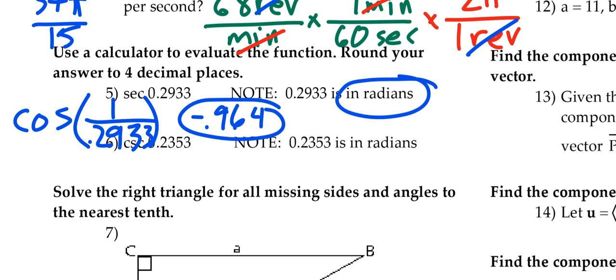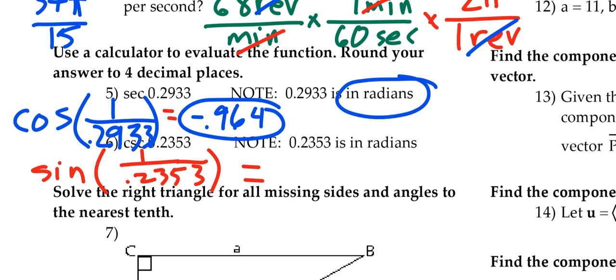I got it in radian. I type cosine. Yep, I got a negative. Now question 6, which is underneath there, is cosecant. So cosecant goes with sine. We're going to do something very similar, 1 over 0.2353. Negative 0.895. That's good.